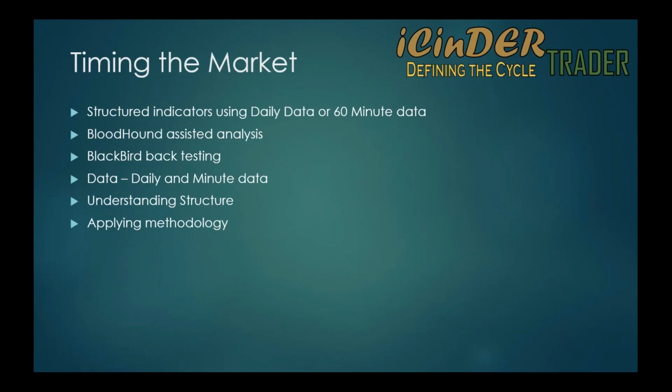So timing the market, number one, structure indicators using daily data or 60-minute data. On 60-minute data, you generally will have from a week to 42-day move. In other words, a view towards a cycle moving in a specific direction. We're going to use Bloodhound assisted analysis.